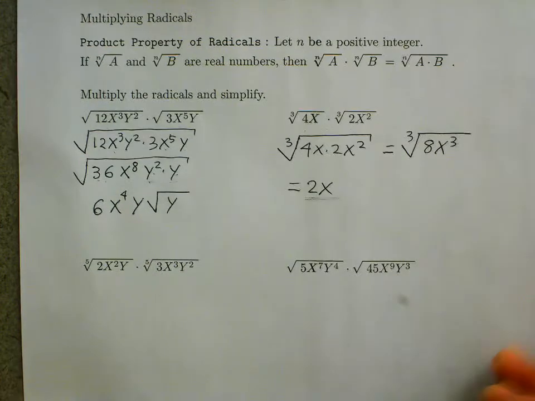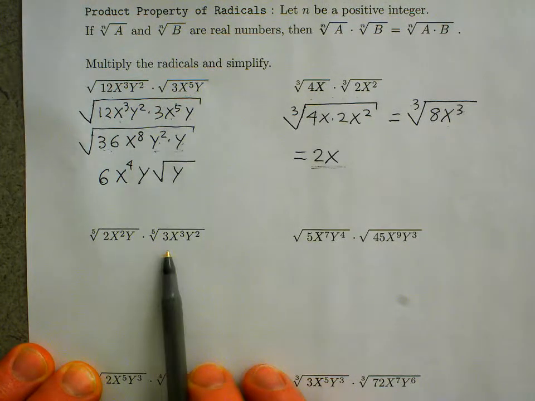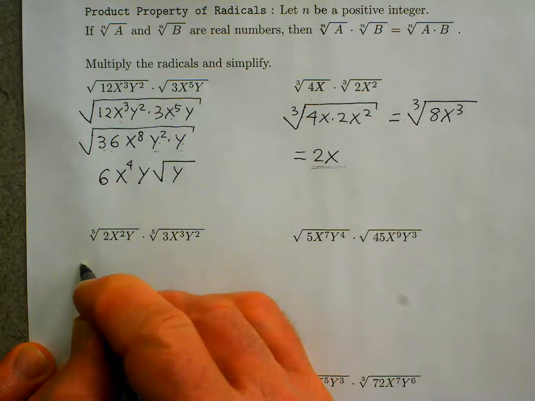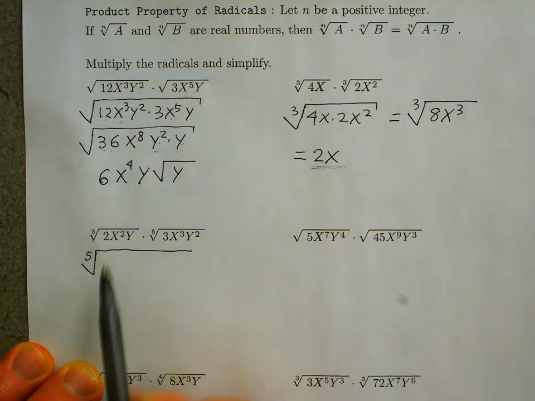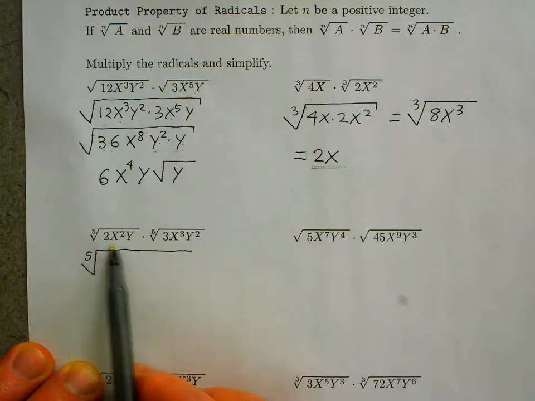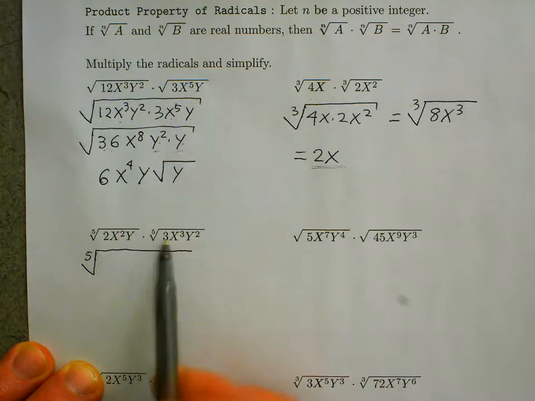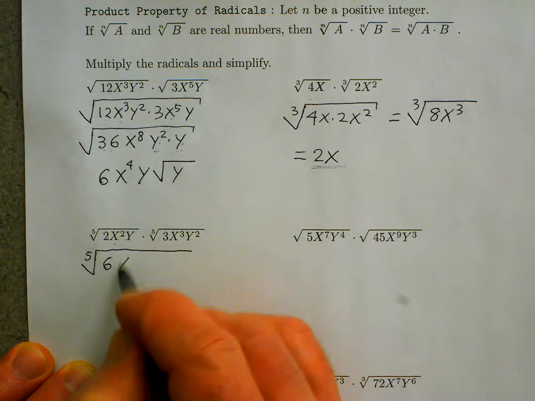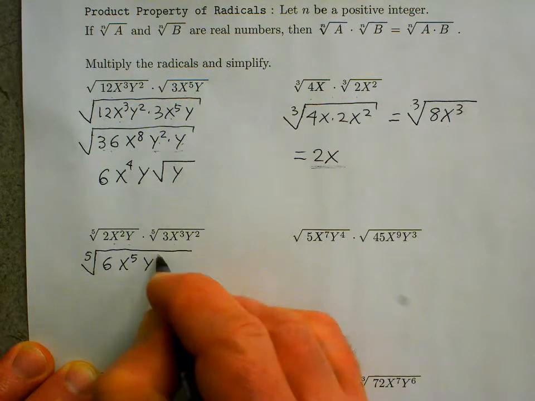Okay, the next one, the fifth root of 2x to the second y times the fifth root of 3x to the third y to the second. So let's write it as a single fifth root. This time I'll just multiply 2x to the second y times 3x to the third y to the second all at once. 2 times 3 is 6. X to the second times x to the third is x to the fifth. And y times y to the second is y to the third.